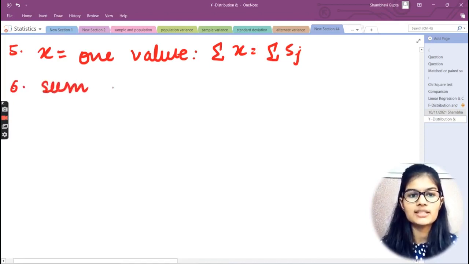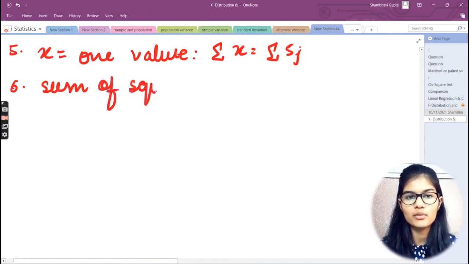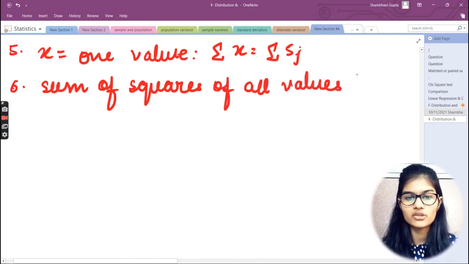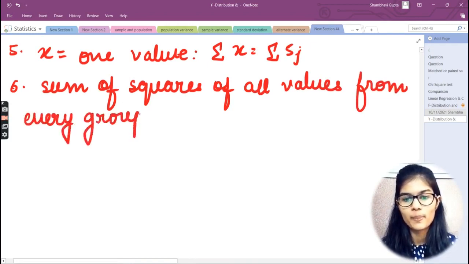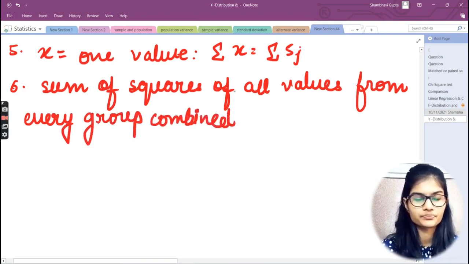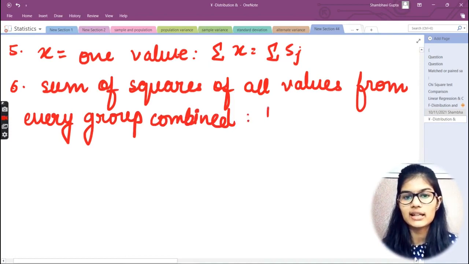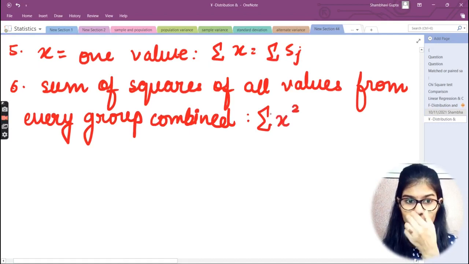Next we are having the sum of squares of all values from every group combined. So yes, next we are having the sum of squares of all values from every group combined, and what's that? That's sigma of x square. So that's the sigma of x square, right?